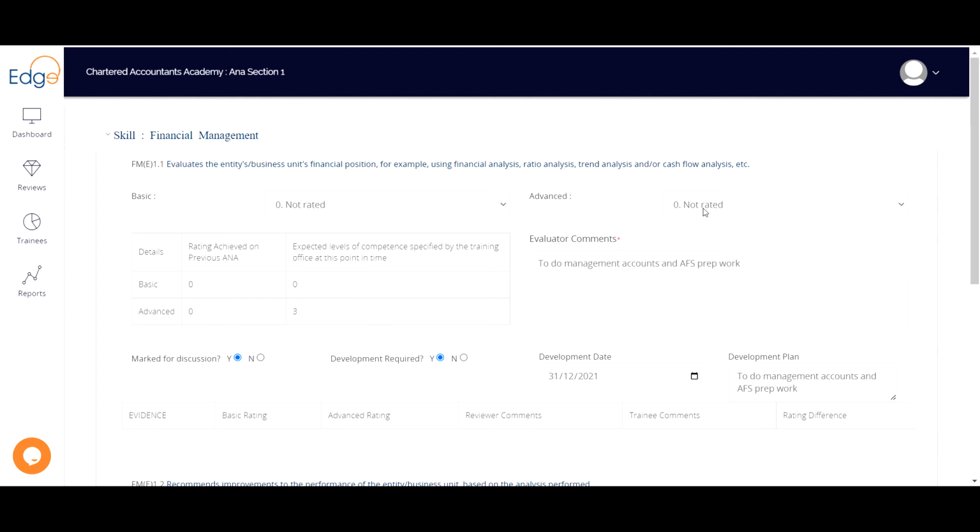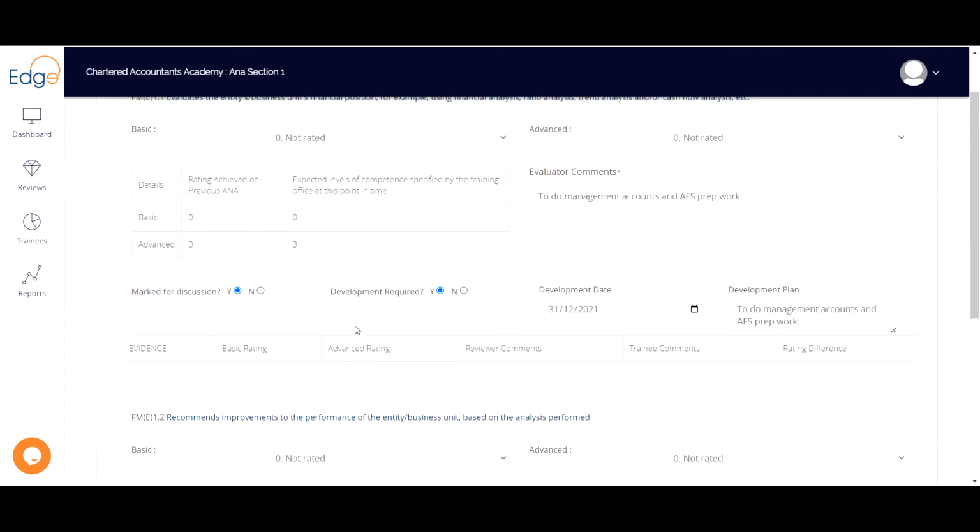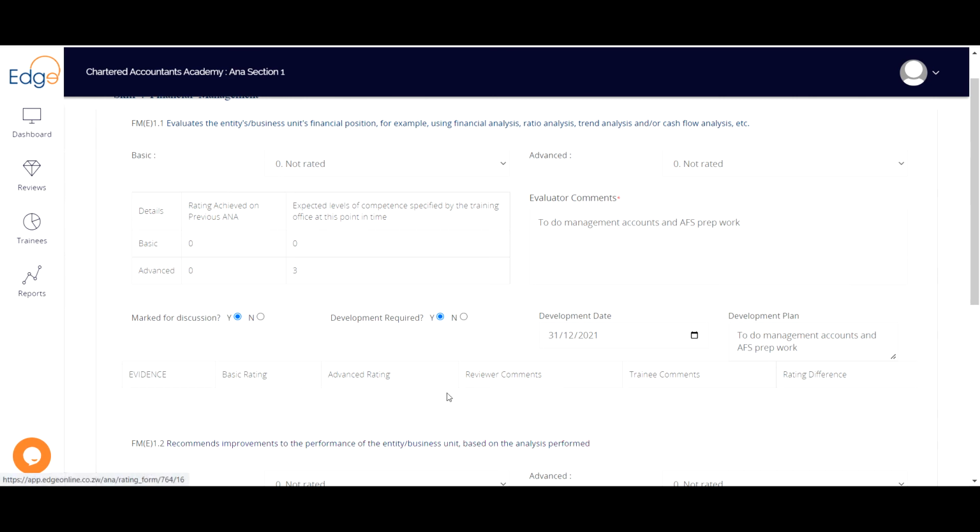The first one is basic, and then the other one is advanced. So for this trainee, they did not raise any evidence, as you can see, and in the previous ANA, they did not raise any evidence as well, right? But yet they're expected now to be at proficiency level 3 or rating level 3. So here, as an evaluator, you can now raise a development plan for this trainee.